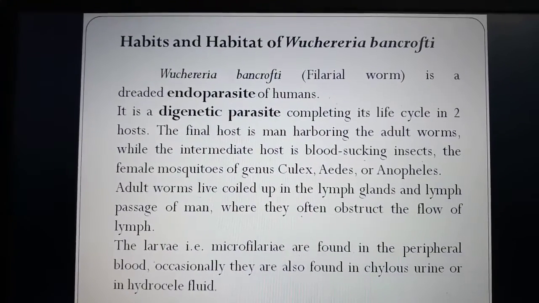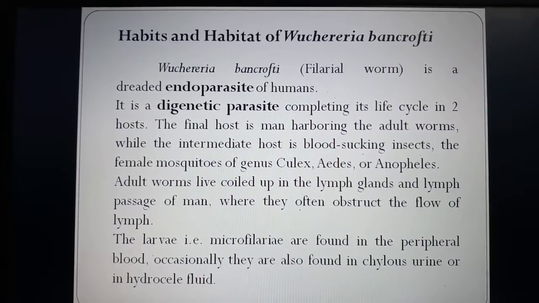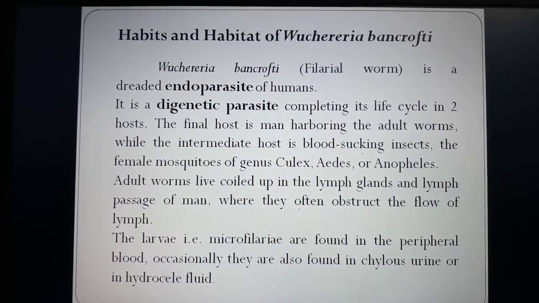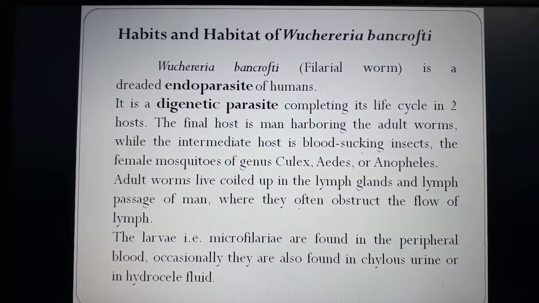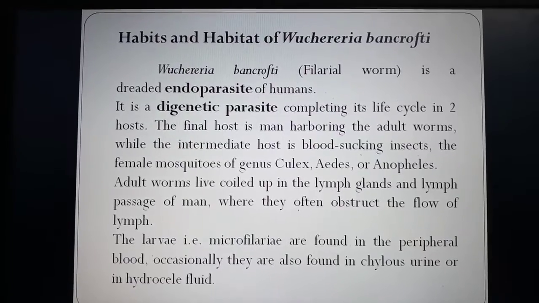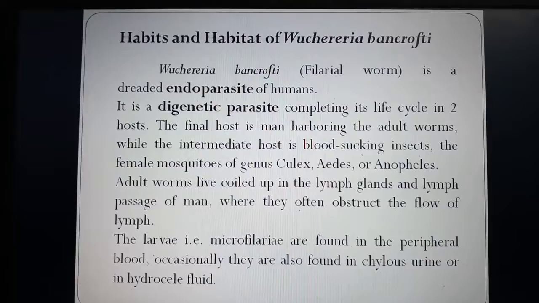Habit and habitat of Wuchereria bancrofti. Wuchereria bancrofti, the Filaria worm, is a dreaded endoparasite of humans. It is a digenetic parasite, completing its life cycle in two hosts. The final host is man harboring the adult worms, while the intermediate host is a blood-sucking insect, the female mosquitoes of genus Culex, Aedes, and Anopheles.